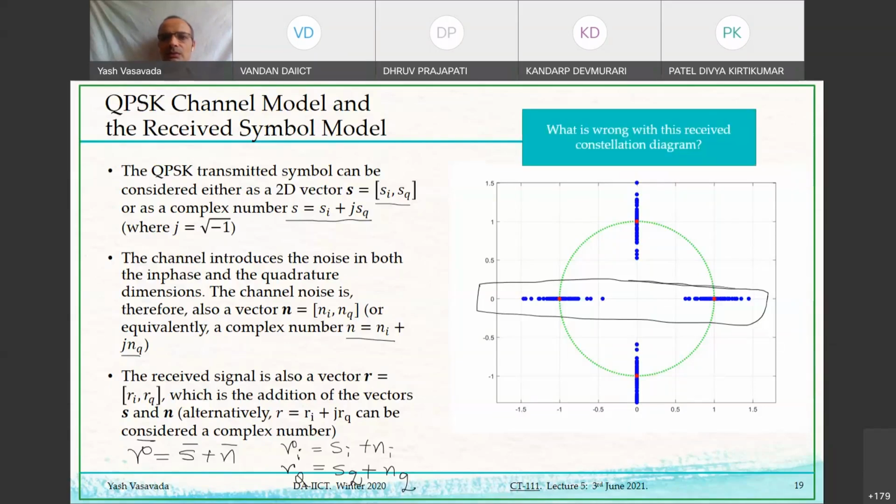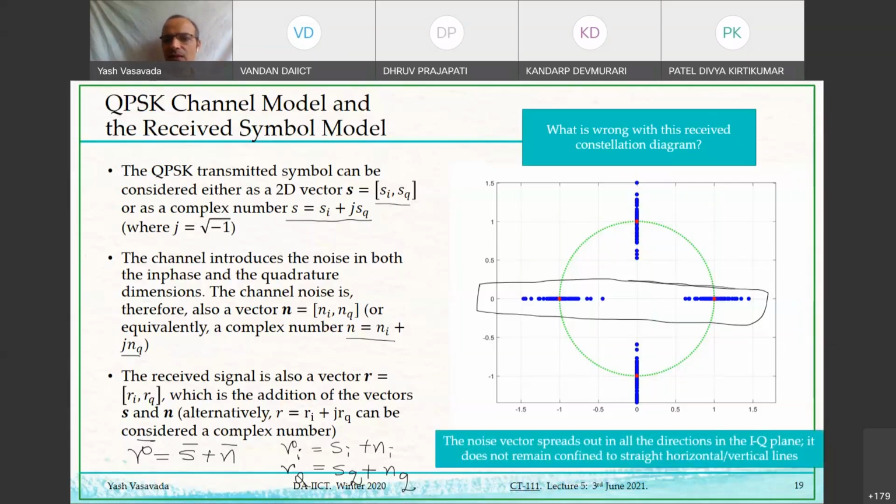Yeah, so there's something missing in this diagram: the noise vector, like both Divya and Vandan mentioned, spreads out in all directions. What is the problem with this diagram? All these noisy vectors here have NQ equal to 0, and they have only NI non-zero. Whereas for all of these blue dots, NI is 0 and NQ is not 0.